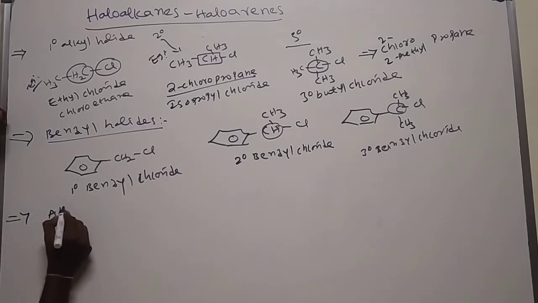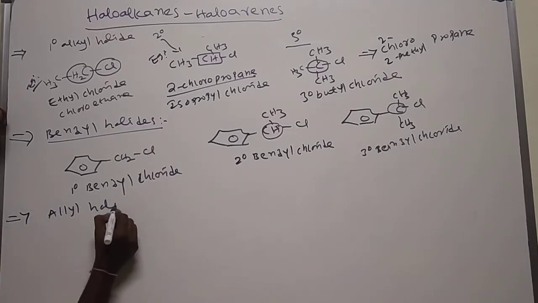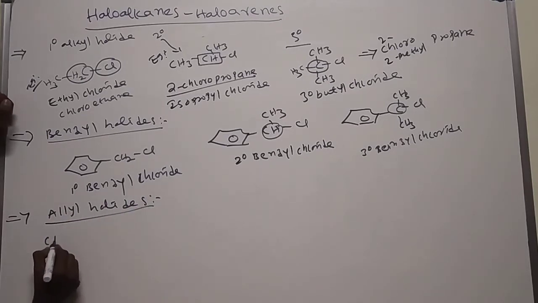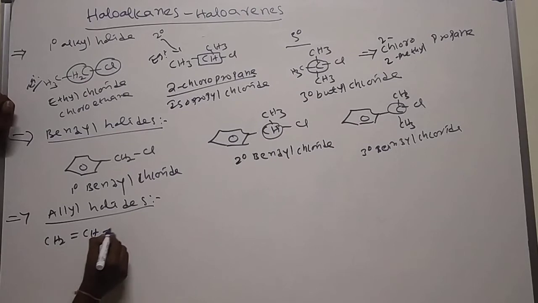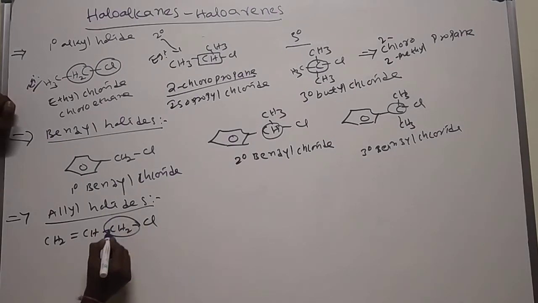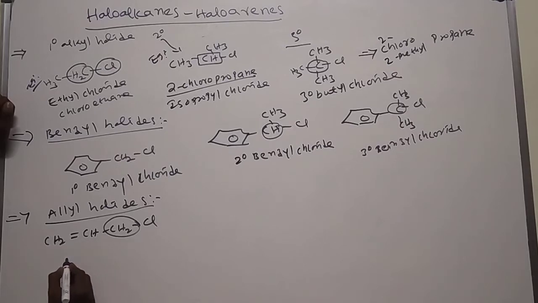Next we will see the allyl halides. Allyl group means a propenyl group, which we call allyl. Here chlorine is attached to the primary carbon, directly attached to only one carbon, so it is primary. This is called 1-propenyl chloride.